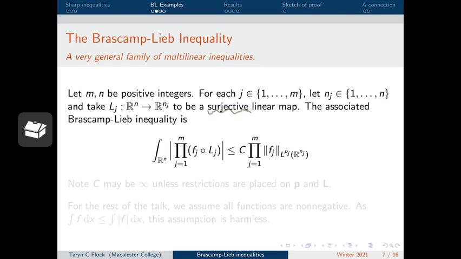And so given a family of linear maps and a family of powers, our understanding of the size of the functions, we have a Brascamp-Lieb inequality, which says that the product of the functions is bounded by a constant times the product of the sizes. Now, of course, this constant may well be infinite unless I place some restrictions on the family of powers p and the family of linear maps L. As we saw on the last slide, p can't just be anything given a family of linear maps.